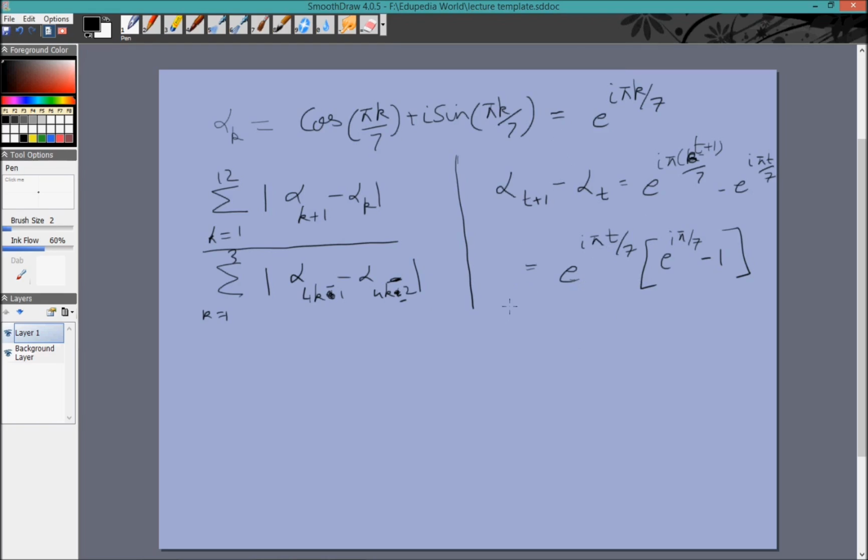So for all of these terms, the magnitude of alpha t plus 1 minus alpha t will be equal to the magnitude of e to the power iota pi by 7 minus 1, whatever that may be. We don't need to calculate that, but this is a constant. This does not depend on t. So every term has the same value. So the numerator is the sum of 12 terms having the same value. Let's call it a. So the numerator will be 12a and the denominator similarly will be 3a. So the answer will be 4.